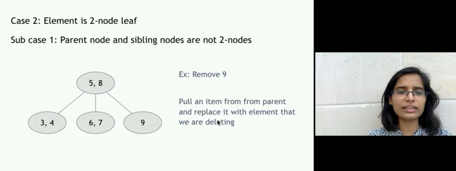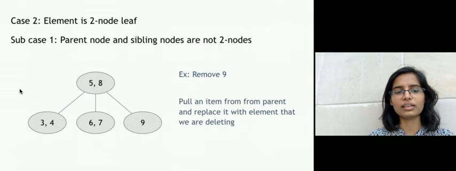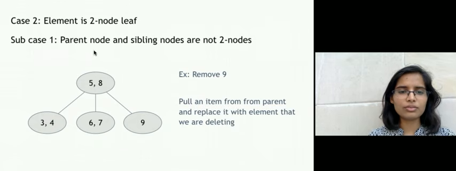Now let's move to our next case. In this case, we are discussing the case in which the element is a 2-node leaf. So it has subcases. Yes, case 2 has 3 subcases. So we'll start with subcase 1. In this, we assume that the parent node and the sibling nodes are not 2-nodes.